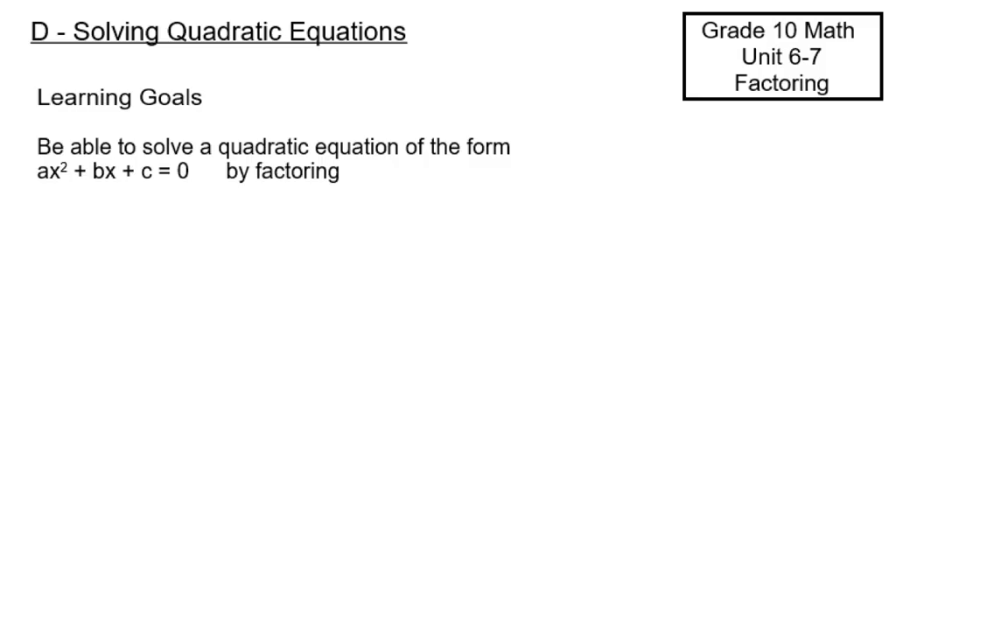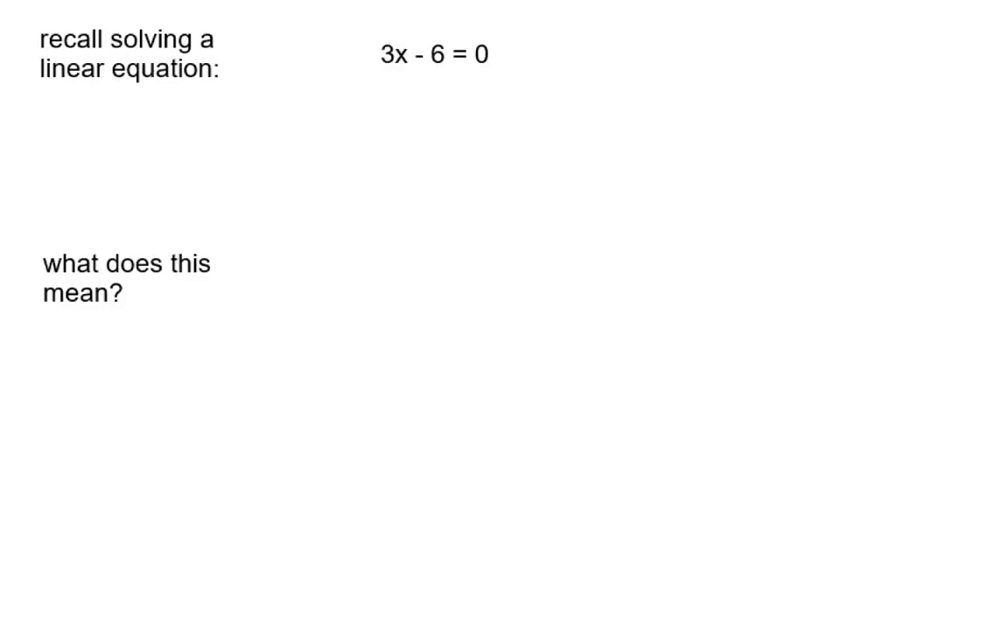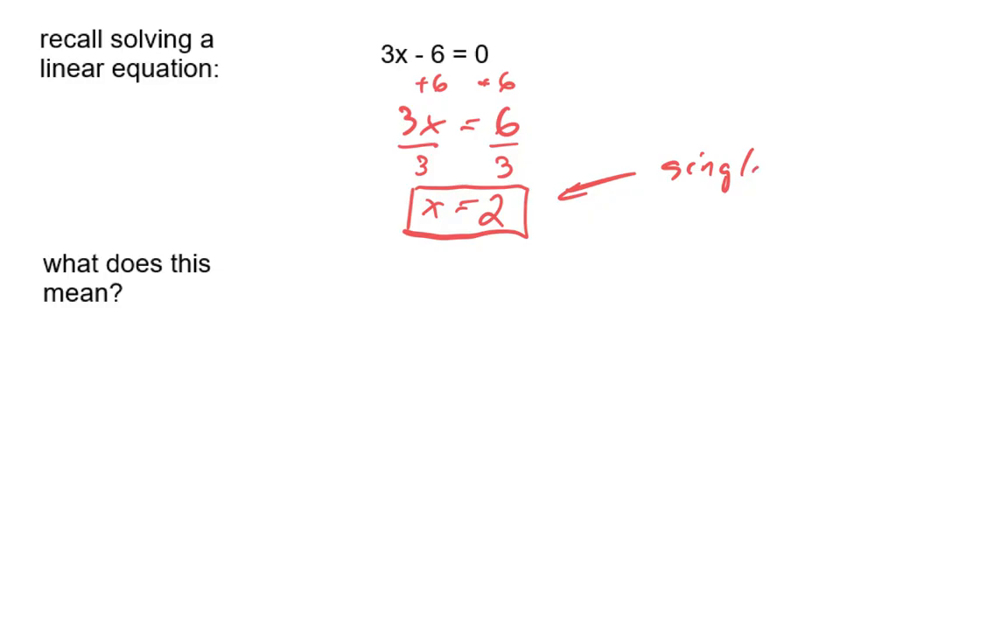But before we get into quadratic equations, let's take a step back and refresh our memory on what it means to solve a linear equation. Here I have a linear equation, 3x minus 6 equals 0, and we know how to do this by now. We are going to use opposite operations to get x all by itself. So I'm going to add 6 to both sides to get 3x equals 6, and then divide both sides by 3 to get x is equal to 2. So we have a single solution to our linear equation, just one value of x.